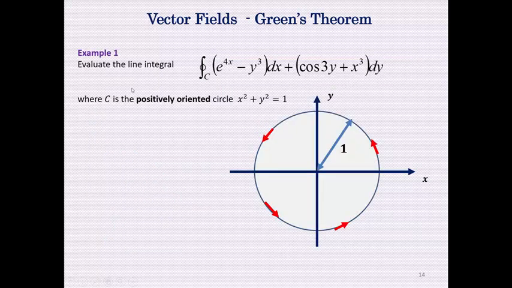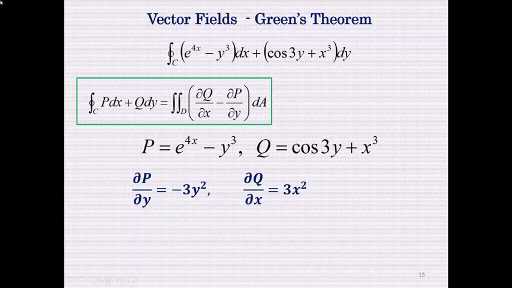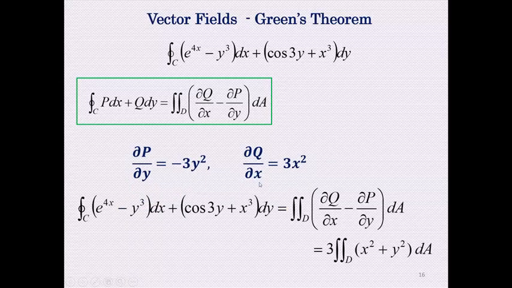Another example, this time we have to use polar coordinates. But first we inspect the question. Again, it's a closed curve, a positively oriented circle. So we know the Green's theorem is applicable. And if you apply the Green's theorem, you immediately see the advantage of doing so. The integrand ∂Q/∂x minus ∂P/∂y turns out to be something simple. It turns out to be x squared plus y squared.